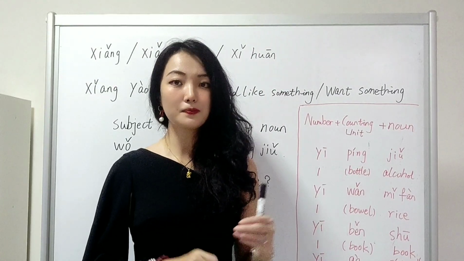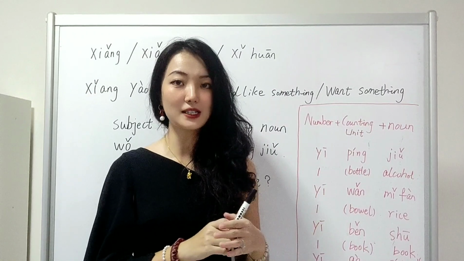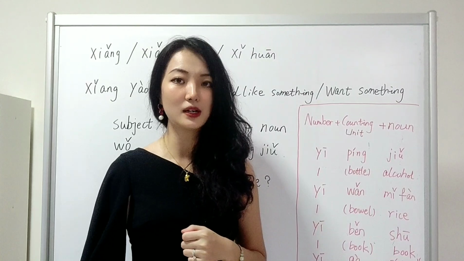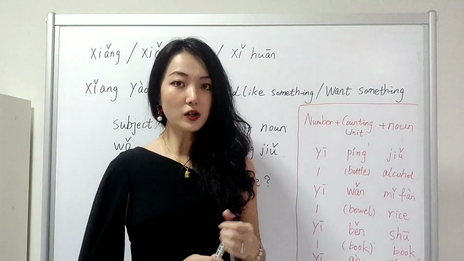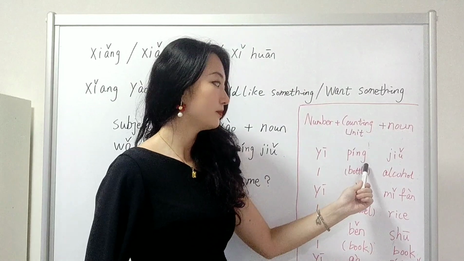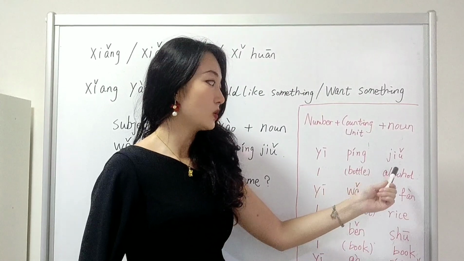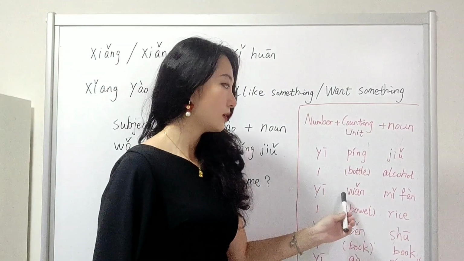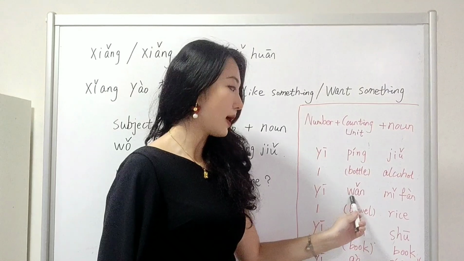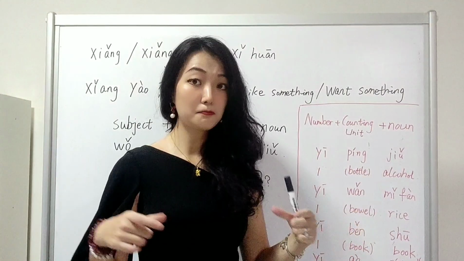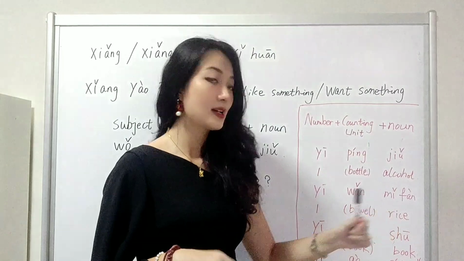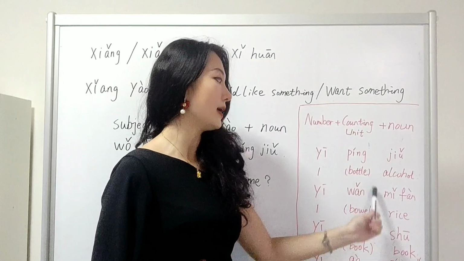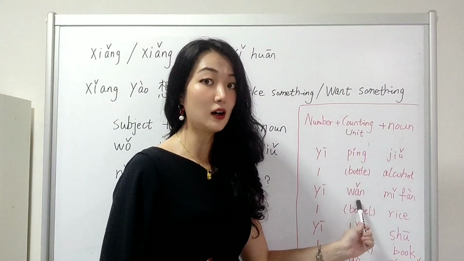It basically means for every object, if you want to count it, there is a counting unit for that specific item. For example, for bottles, the counting unit is 瓶. So 一瓶酒 just means 1 bottle of alcohol. And next one, 一碗. 碗 means bowl, 米饭 rice. If you want to say 1 bowl of rice, then that's 一碗米饭. That's the counting unit of bowl.